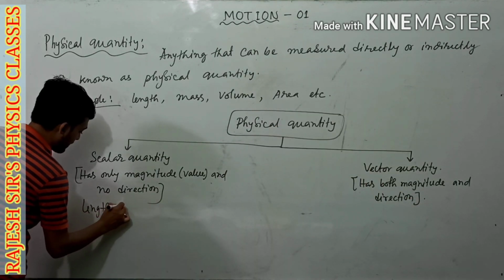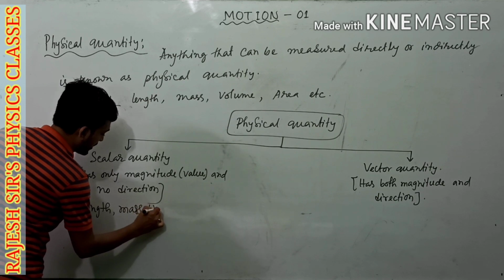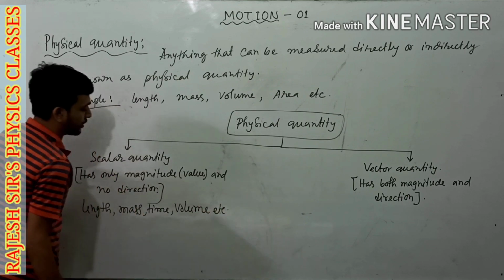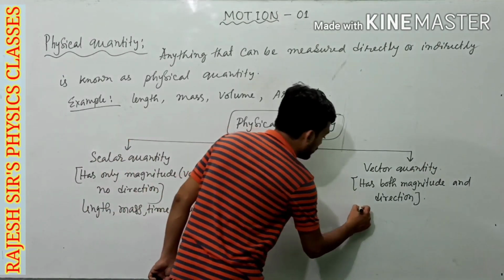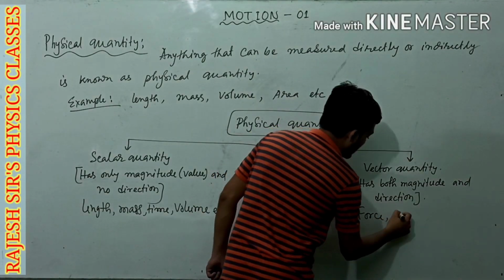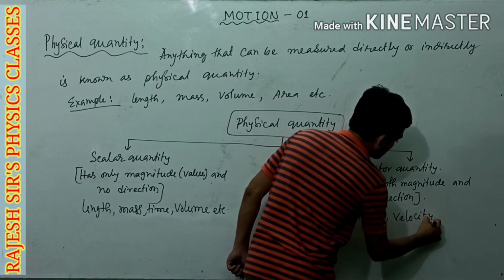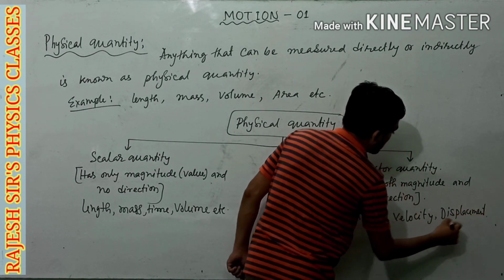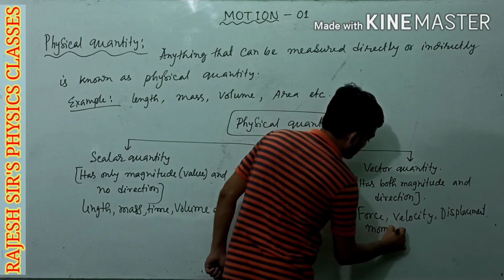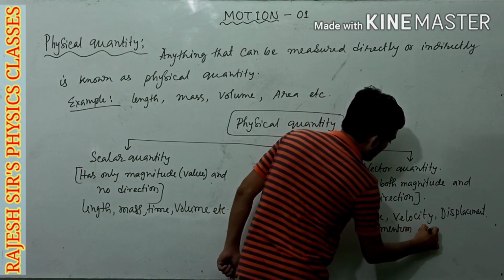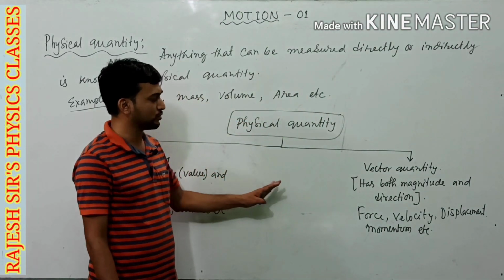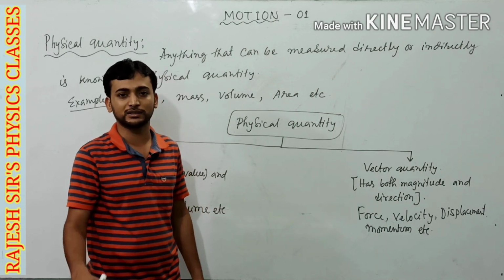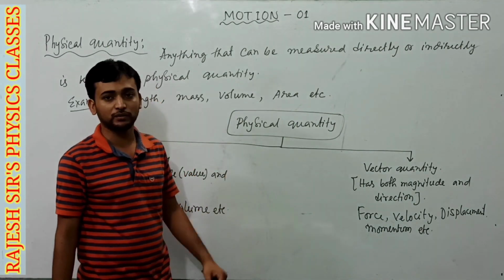Length, mass, time, volume, all are scalar quantities, and force, velocity, displacement, momentum, all are vector quantities. At this standard, you should not bother about scalar and vector quantities. You will get to know in detail about scalar and vector quantity in class 11. One chapter is there on scalar and vector quantity.